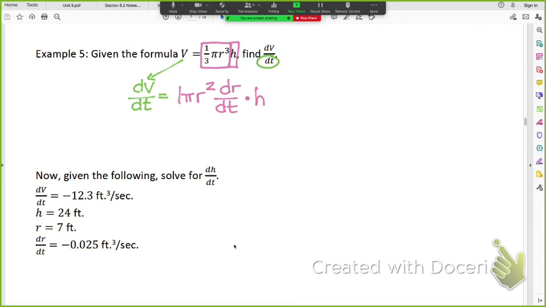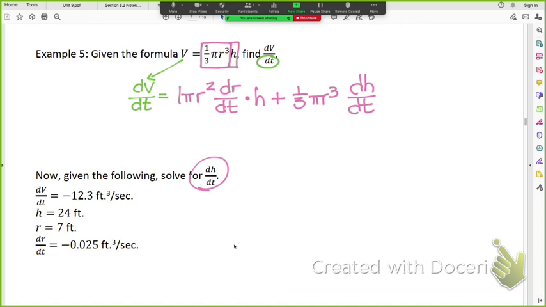Times the second, plus the first term, times the derivative of the second. What is the derivative of h? dh/dt. We don't have to do anything in solving for this, because it's already solved for dV/dt. Now, last thing. Given the following, solve for what? dh/dt. Do not solve algebraically for this. By that I mean plug your numbers in and then solve.